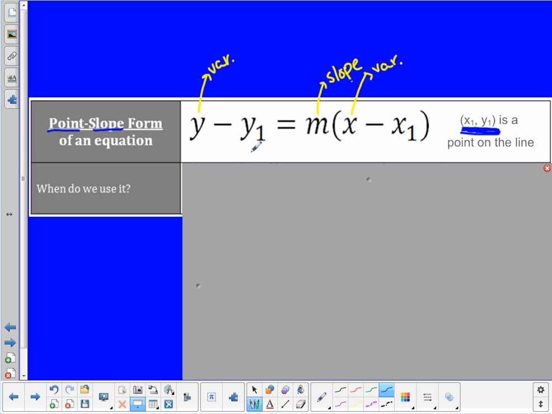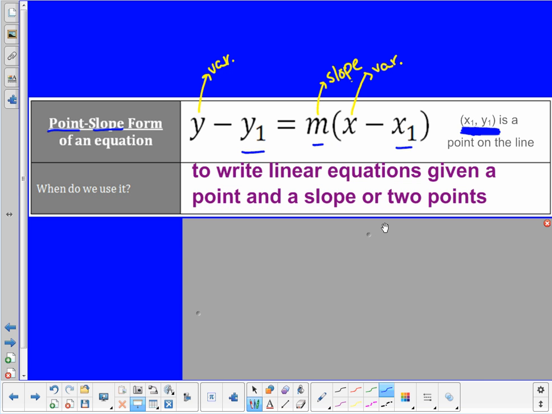So the point, the y value goes on the left side with the y, and the x value goes in the parentheses with the x. So this is going to be some point on the graph that you're given or that you can see on the graph, and this is going to be your slope. Those are the two things that are in point slope form, which makes sense to its name, point and slope. When do we use this? We use this when we're given different types of information. So we use this to write a linear equation when we're given a point and a slope, or when we're given 2 points. Sometimes we don't always have the y-intercept and we can't go straight to slope-intercept form.